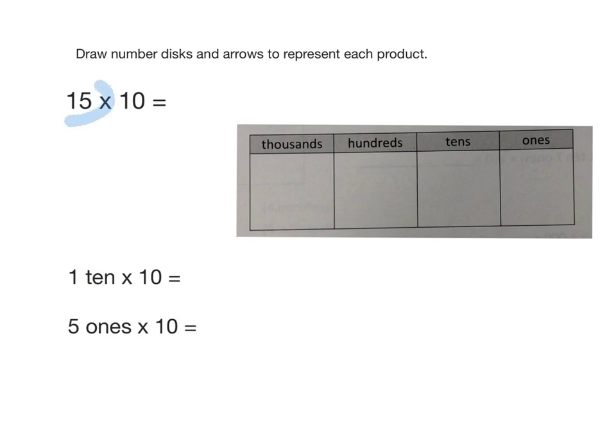Okay, now my number is 15. How do I represent the number 15 on a place value chart using number discs? Swarnima? 1 ten and 5 ones. 1, 2, 3, 4, 5. Now, I'm multiplying by 10. So that means I need to shift those discs to the left or to the right? To the left. How many 10s am I multiplying by? 1 ten only. So how many do I have to shift it over? Good. So this 1 ten times 10 equals 100.